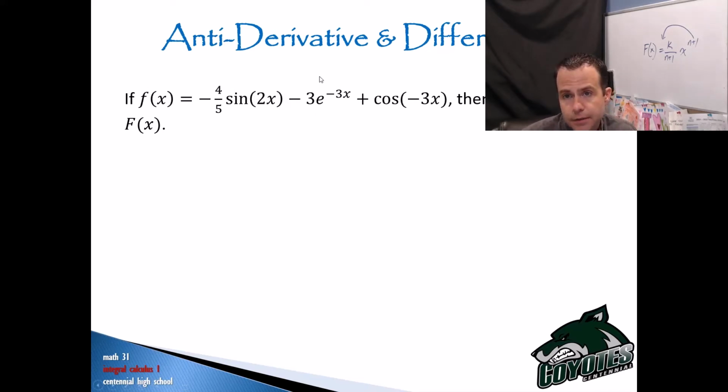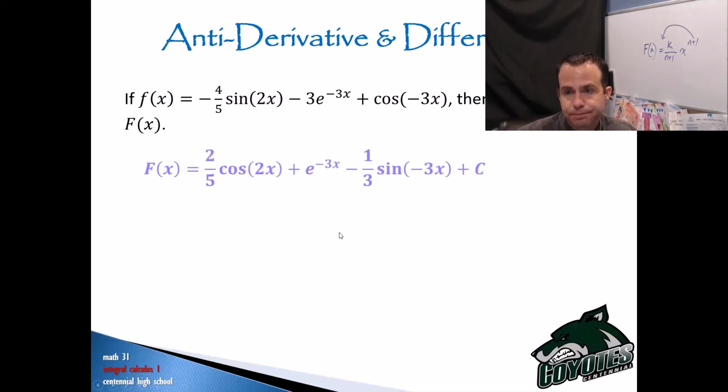For this guy, the antiderivative of that would be 3e to the negative 3x, but I'd have to take that negative 3 and divide it by this guy. So that's actually going to end up being positive 1. And then for this guy, it'll be negative 1/3 sine of negative 3x. Again, for the same reason, the antiderivative of cos is sine, and then I have to divide the coefficient by the negative 3. Okay, so I have 2/5 cos of 2x, plus e to the negative 3x, and then negative 1/3 sine of negative 3x plus c.